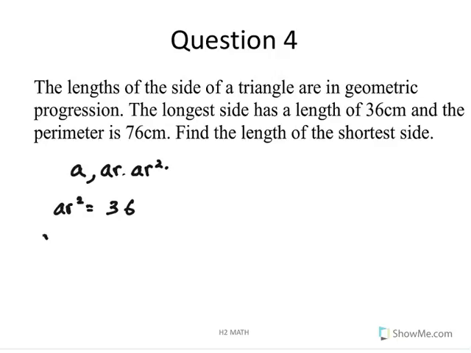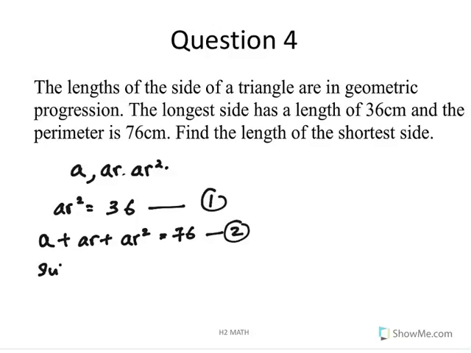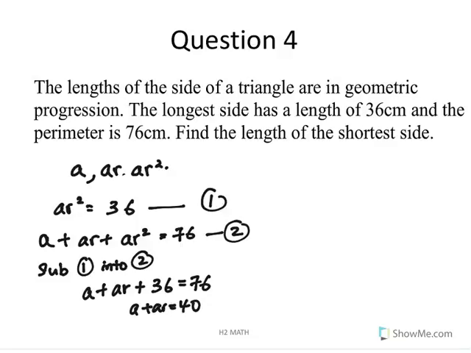We can also assume that the perimeter is 76, so A plus AR plus AR square equals 76. This is equation 1, and we can sub equation 2 into 1. We just have A plus AR, and AR square is 36, so 36 plus A plus AR equals 76, and then A plus AR is just 40. This means A bracket 1 plus R equals 40. Maybe we can call this equation 3.